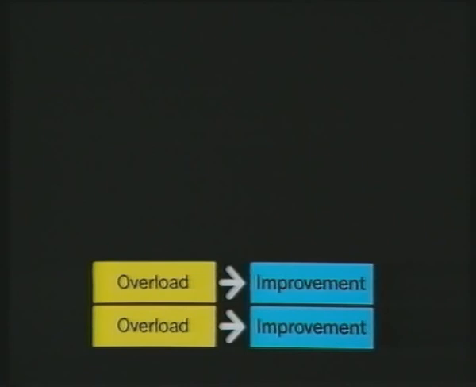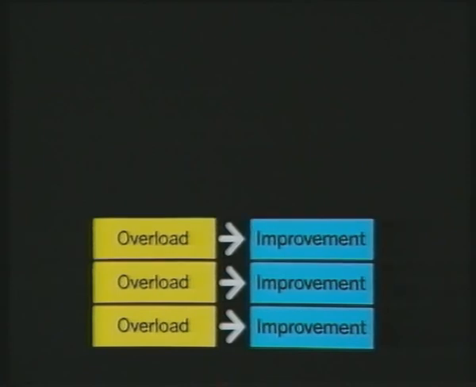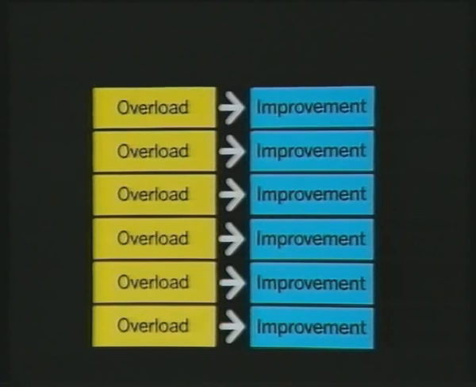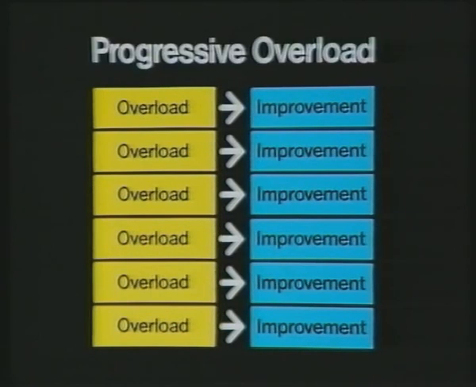The training load can be increased again and again, and performance improves and improves until the athlete's upper limit is achieved. This process is known as progressive overload. It's important to realize that this principle can be applied to all the body systems, including the muscles, the energy pathways, the circulatory system, the respiratory system, and the nervous system.